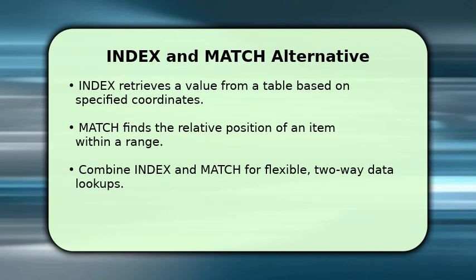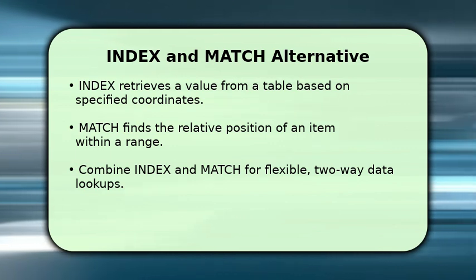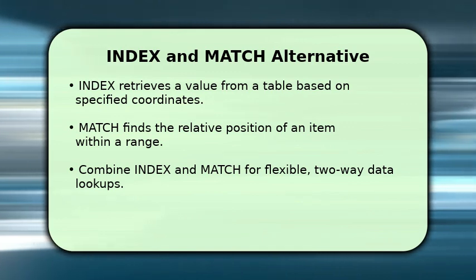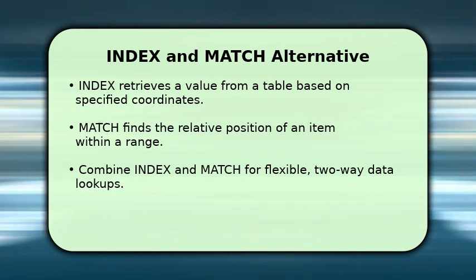A fantastic alternative to XLOOKUP is the combination of INDEX and MATCH. The MATCH function helps you find the position of a specific item within a range, giving you a row or column number. Then, the INDEX function uses that position to retrieve the actual value from your data table. This pairing offers incredible flexibility for your lookups.